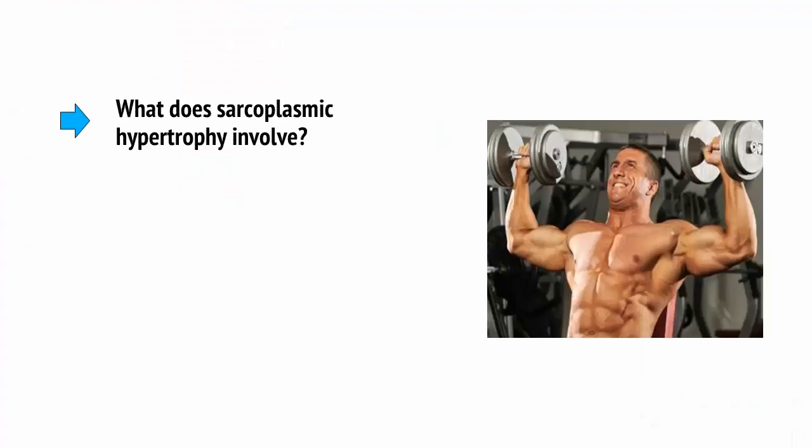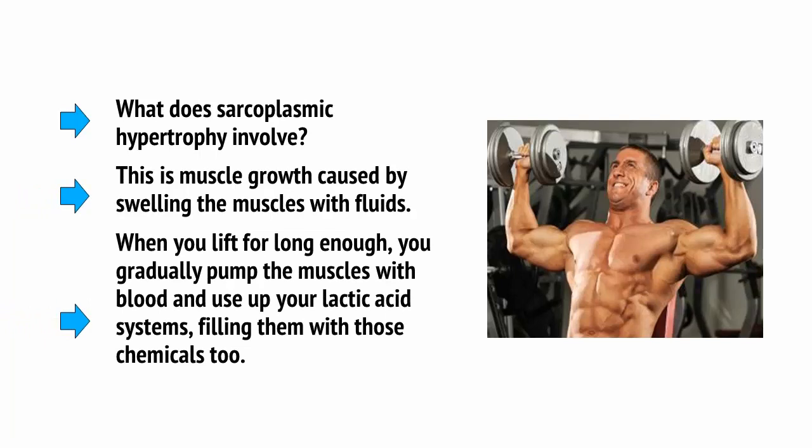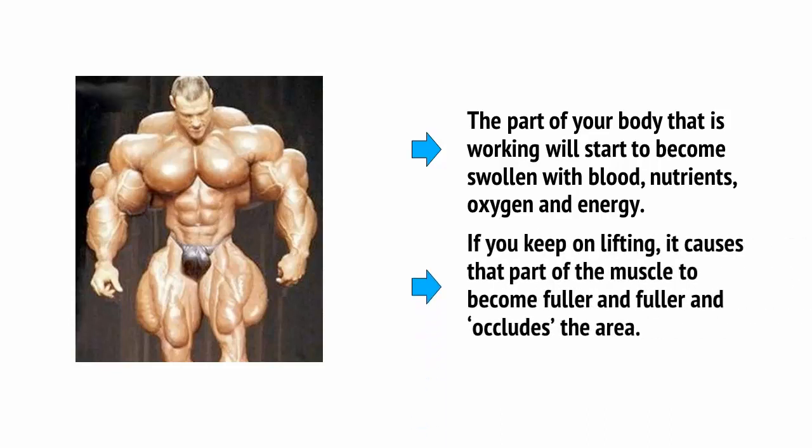So, what does sarcoplasmic hypertrophy involve? Well, this is muscle growth caused by swelling the muscles with fluids. When you lift for long enough, you gradually pump the muscles with blood and use up your lactic acid systems, filling them with those chemicals too. In other words, the part of your body that is working will start to become swollen with blood, nutrients, oxygen, and energy. And if you keep on lifting, it causes that part of the muscle to become fuller and fuller and occludes the area, like wrapping a tourniquet around it.